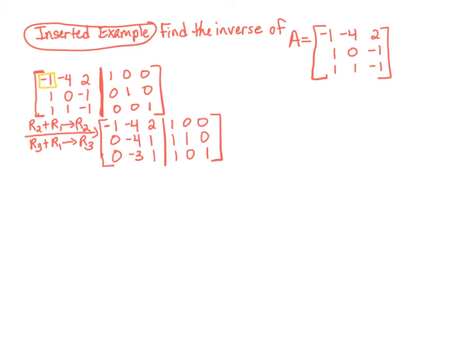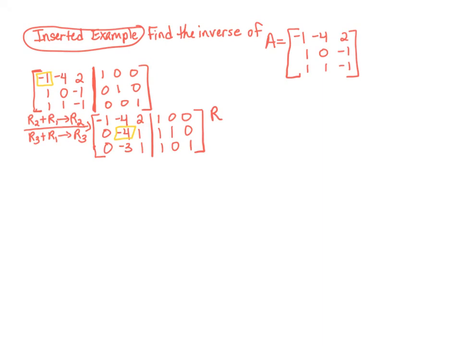What's your pivot now? So we use the negative 4 here as our pivot. We're going to make this negative 4 0. Row 2 minus row 1 to get a new row 2. Is that what we're doing?